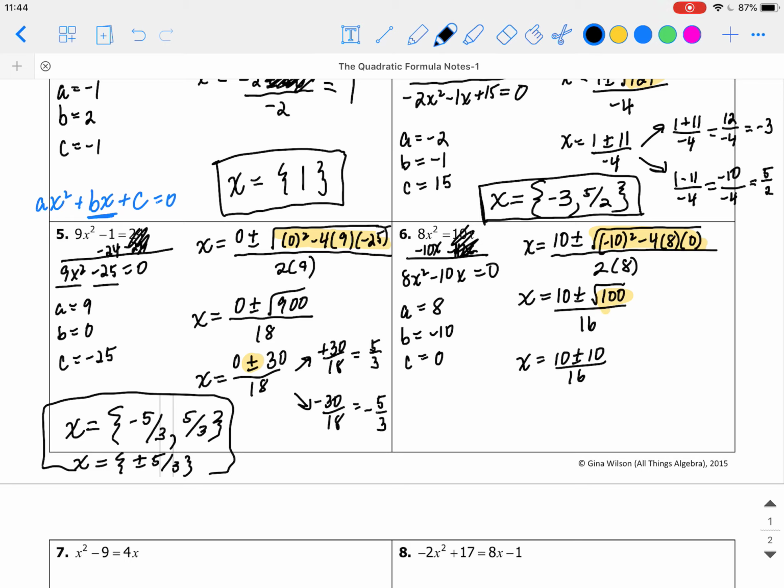Again, I got to set up my two little equations. So I have 10 plus 10 over 16. And I have 10 minus 10 all over 16. So this will give me 0 over 16, which is just 0. And this will give me 20 over 16, which they're both even, and they will both simplify. So I have 5 over 4.